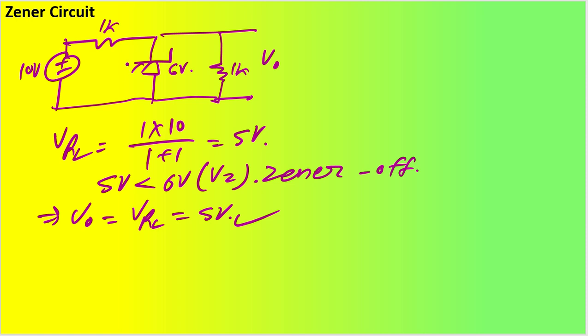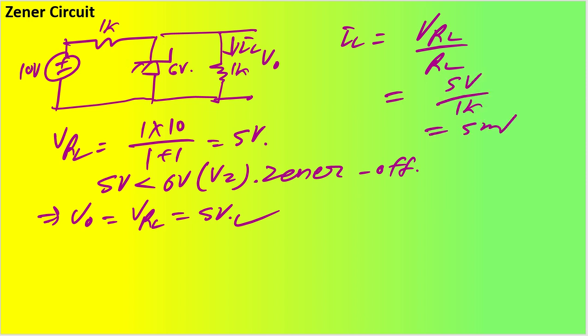And in that case, if you want to find out the load current, what will it be? IL will be nothing but VRL by RL, that is 5 volt divided by 1 kilo ohm, that is 5 milliampere. And ideally, in that case, the current flowing through the Zener diode will be 0 because it is off.